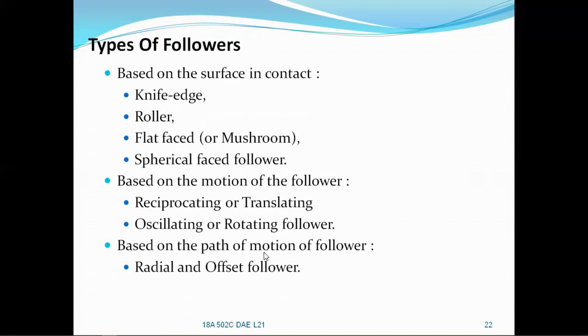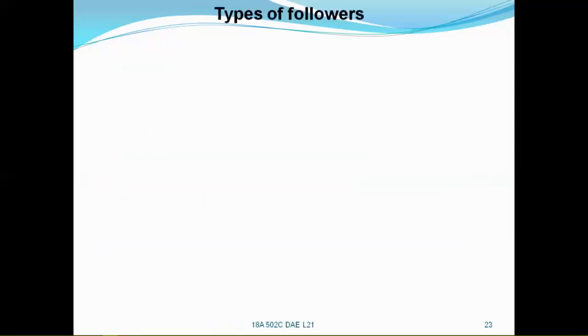Based on the path of motion of the follower, there are two types: radial follower or offset follower. If the axis of the follower passes through the center of the cam or axis of the cam, then it is called a radial follower. If the axis of the follower passes away from the axis of the cam, then it is called an offset follower.